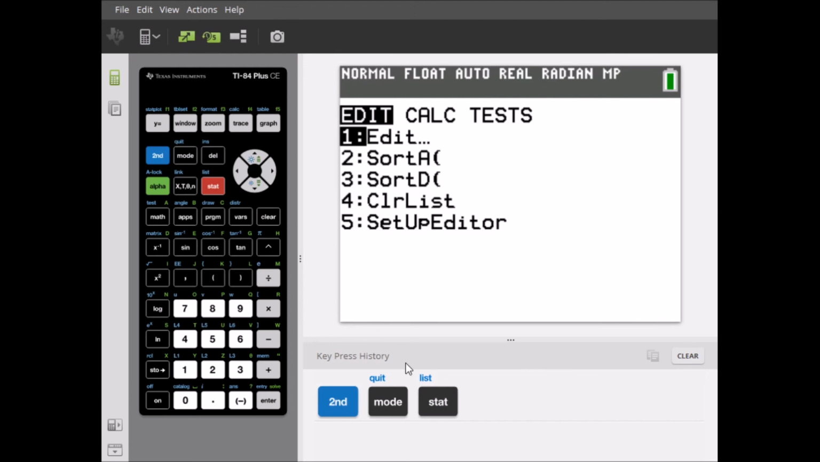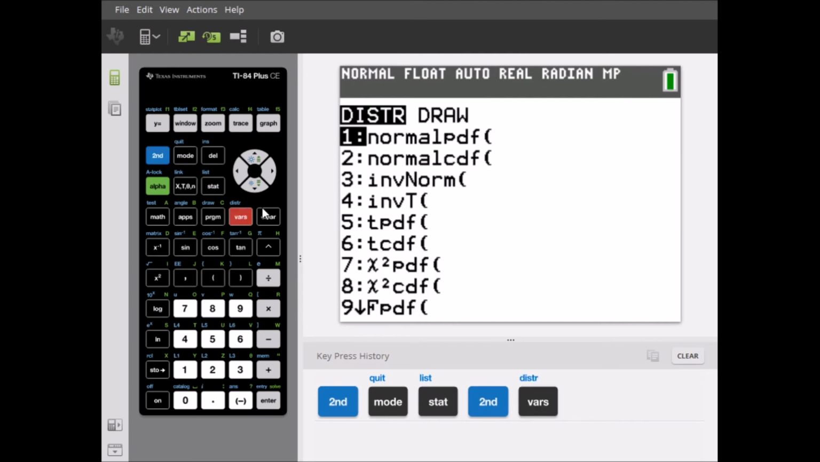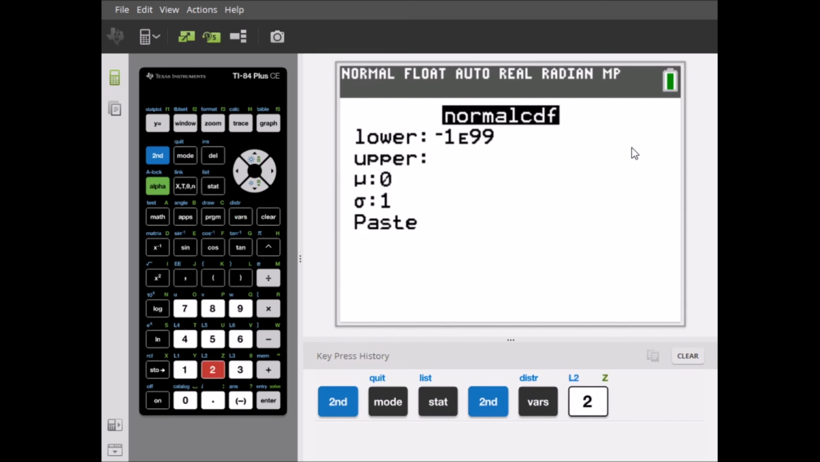So we'll go to stat, we're going to go over to, oh, I'm sorry, we're not going to stat. You actually need to press second and then vars. That'll get you to the distribution menu. From here, you can go to option 2, which is NORMCDF.